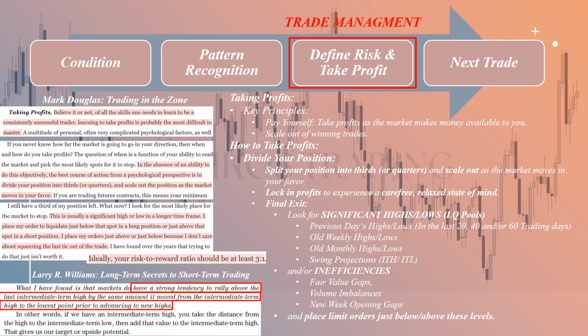I personally look to take my final profits above or below previous day's highs or lows in the last 20, 40 and or 60 trading days, at old weekly highs or lows and at old monthly highs and lows. And I also use swing projections, as explained in a snapshot from Larry Williams' book. I place limit orders just below or above these levels.